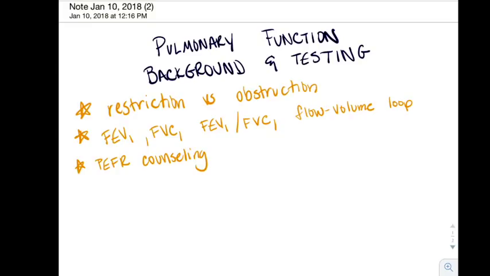Hello everyone, today I'm going to be doing a screen recording of the pulmonary function background and testing lecture that we had in class on Monday. This is just a very basic review lecture of what you've already learned in Prac 2. If you review those notes, those will be helpful.